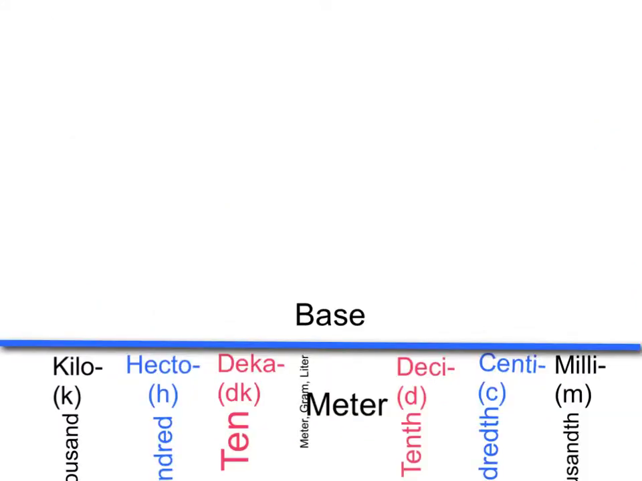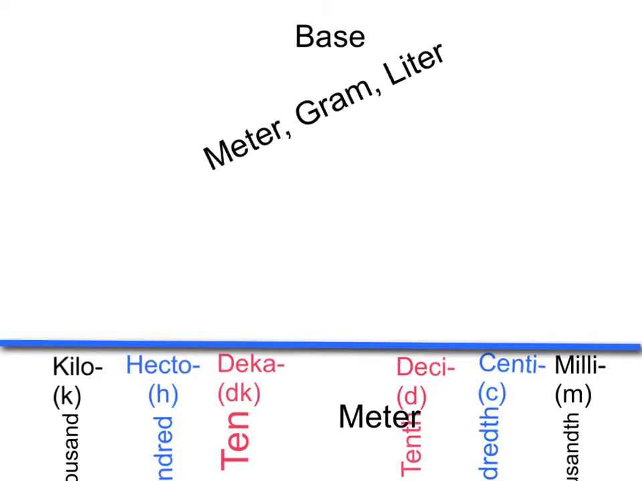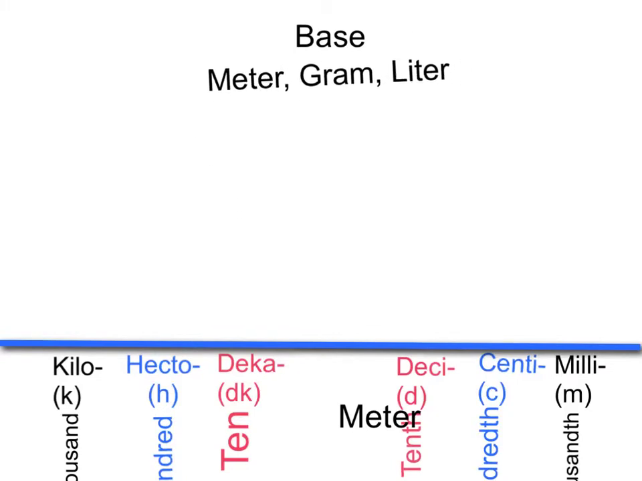So, today we're going to be taking a look at the metric system that we've been exploring a little bit in class. The base units that we've been working with here in class, we're going to call them our bases. This would be our meters, our grams, and our liters. Our meters for measuring length, our grams for measuring mass, and our liters for measuring volumes.